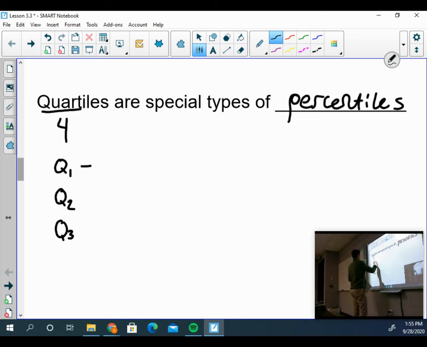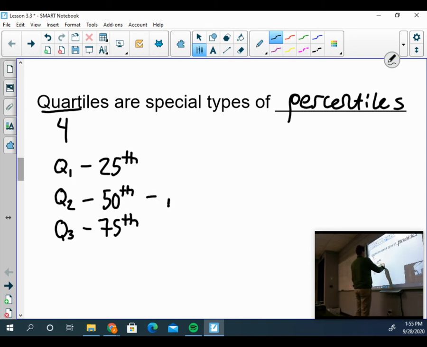Your first quartile is the 25th percentile, okay? Q2 is the 50th percentile. Q3, the 75th percentile. What you also may know about Q2 or the 50th percentile is that that is the same thing as the median. Okay, so quartiles are special types of percentiles. We will be breaking percentiles into our 4 quartiles.